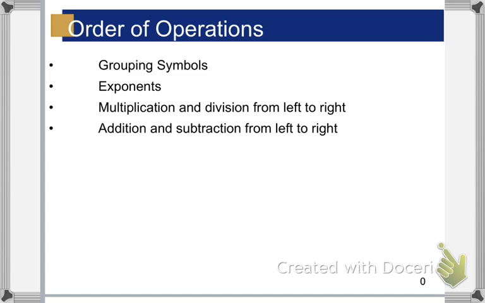Whenever you were taught order of operations back in 5th, 6th grade, I am certain that you were taught it correctly. The problem is, as adults, we do not remember it correctly. This is the order of operations: grouping symbols, exponents, multiplication and division from left to right. And it's that right there that students forget.